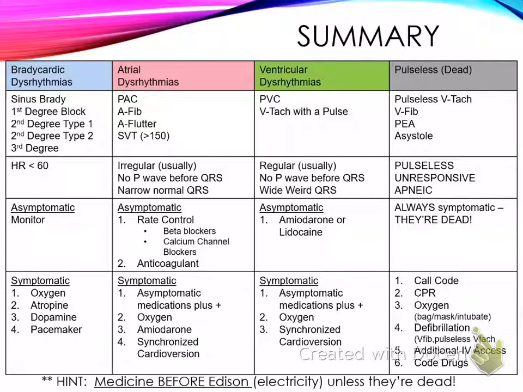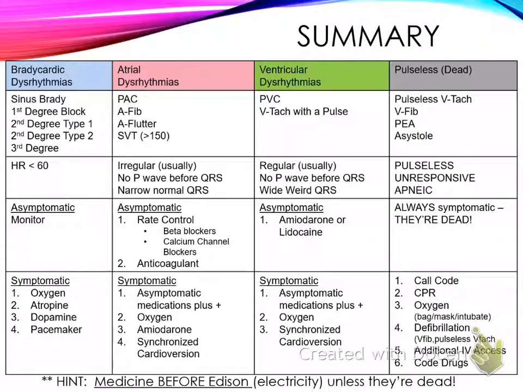Asymptomatic, we'll make sure that their rate's under control. If their rate is under control, we don't need to worry about giving them a rate control med. But if their rate has been popping up into the high range, they'll probably give them something to control their rate, and they'll get an anticoagulant. And then if they are symptomatic, they'll get all those plus oxygen and amiodarone. Okay, does that make sense? And then they'll get cardioversion as their option.